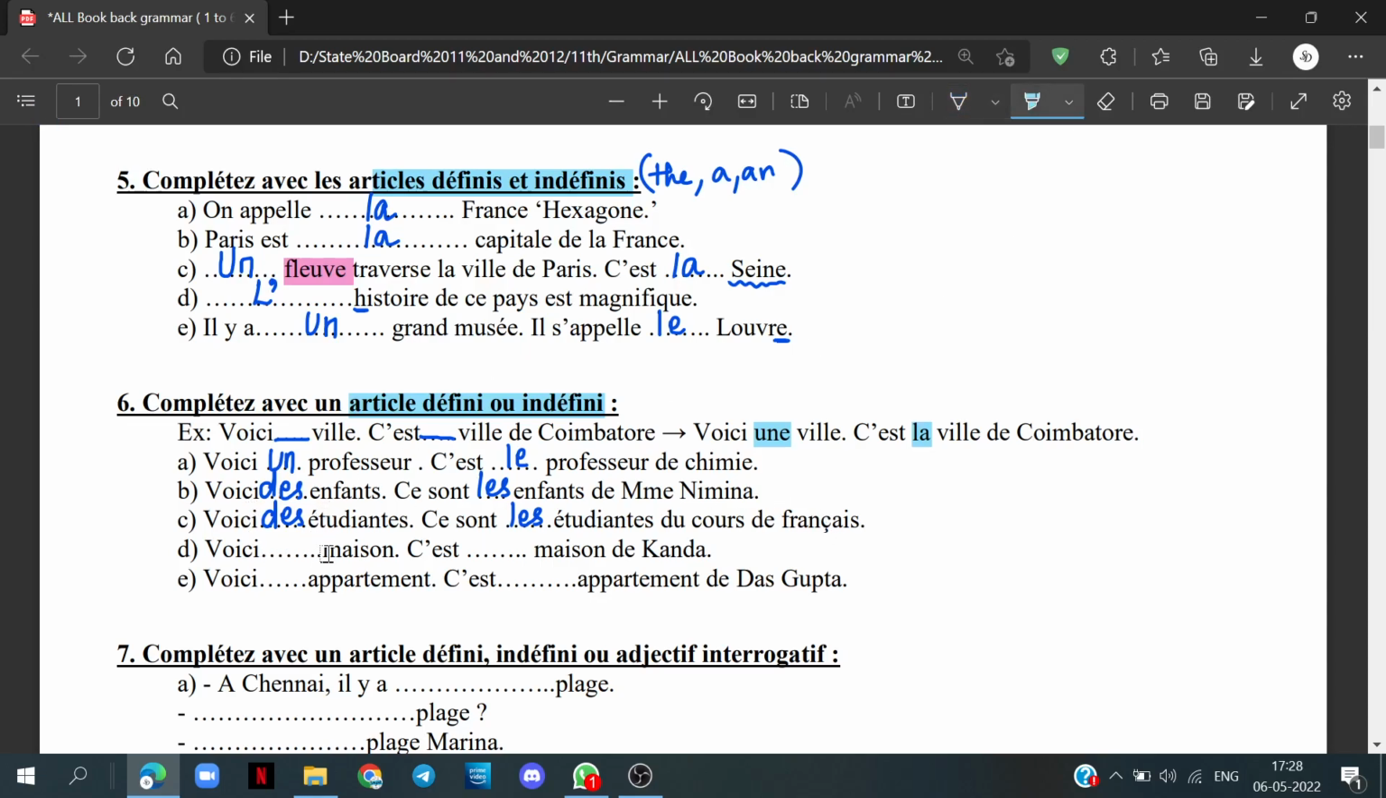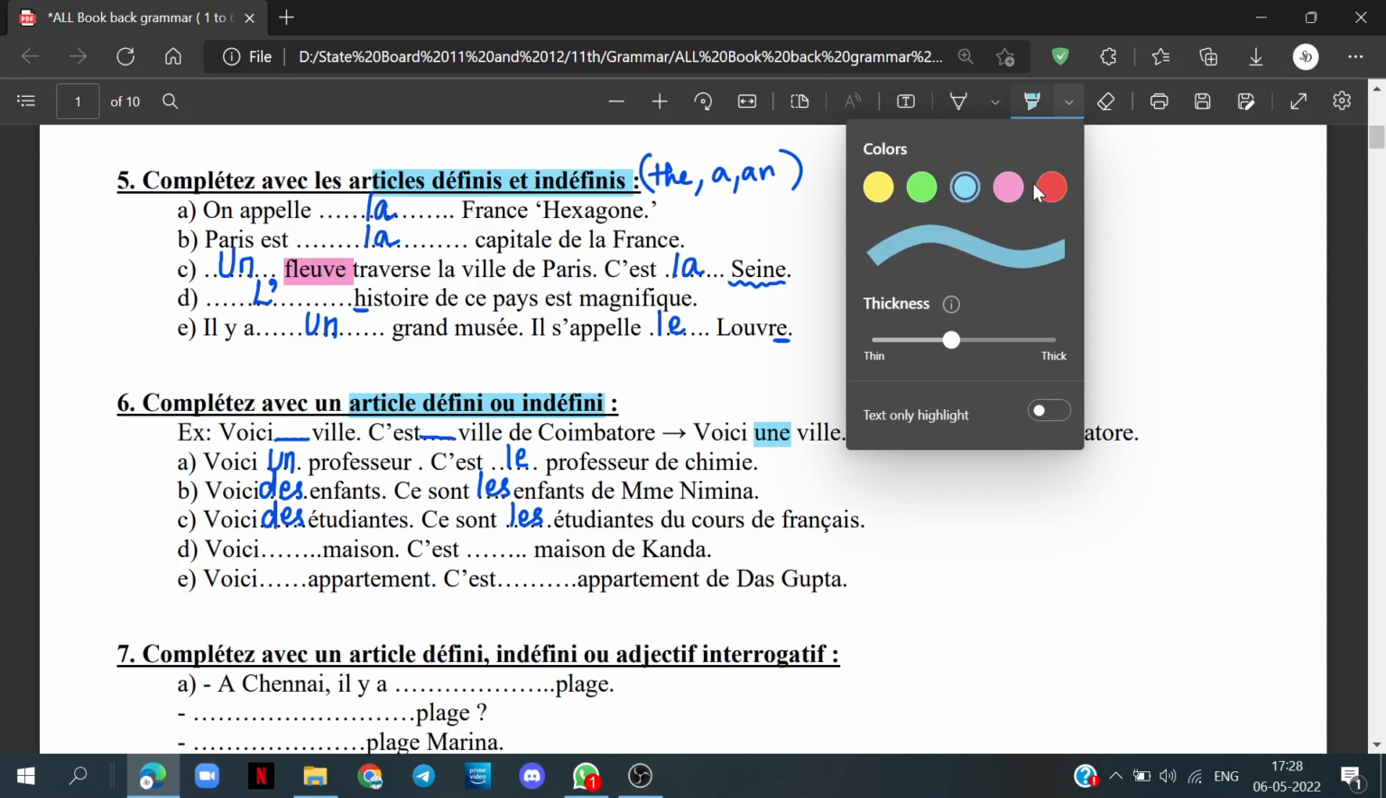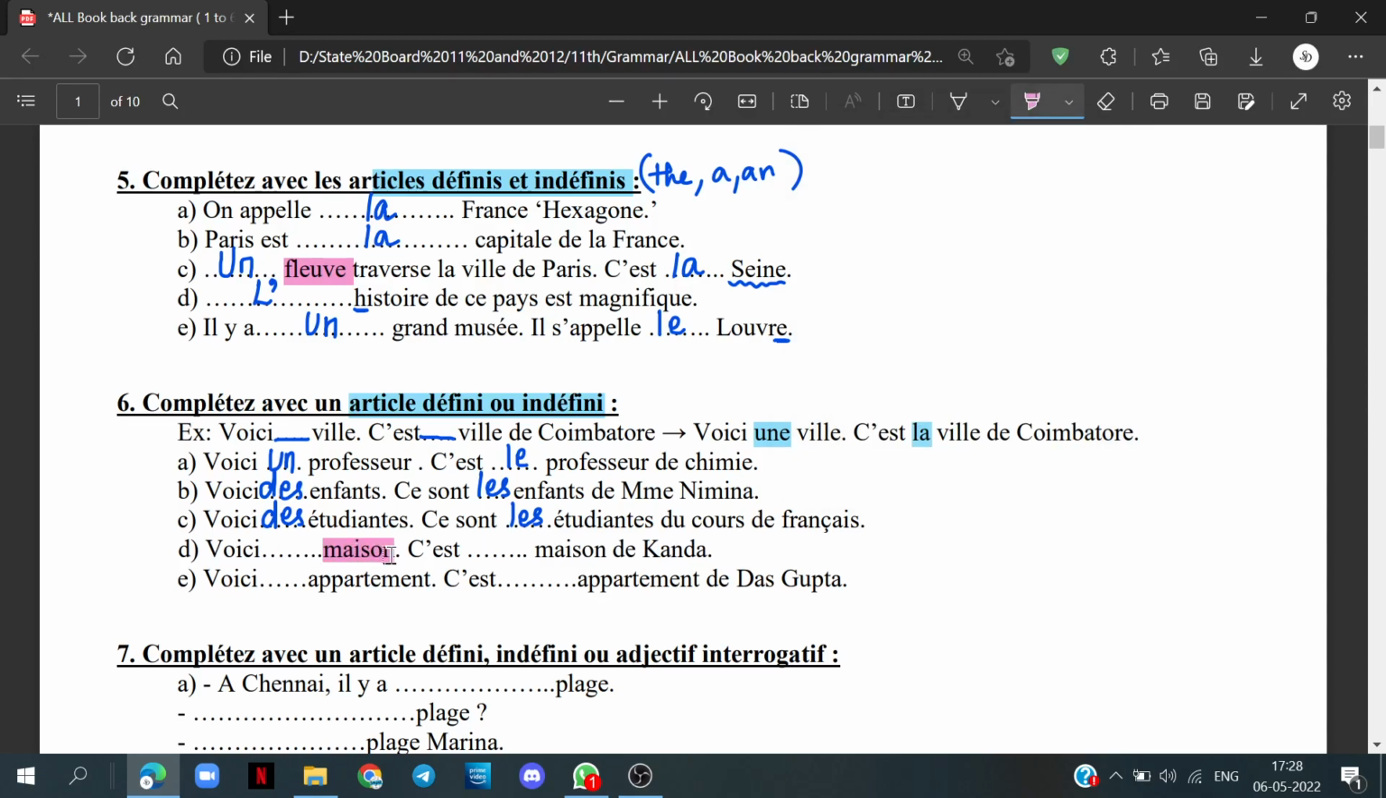Then this word maison is an exception. So, voici une maison. Here is a house. C'est la maison de Kanda. It is Kanda's house. So, la. Voici un appartement. Appartement is masculine, but you put l'apostrophe because appartement starts with a vowel. C'est l'appartement de Dasgupta. This is the apartment of Dasgupta.